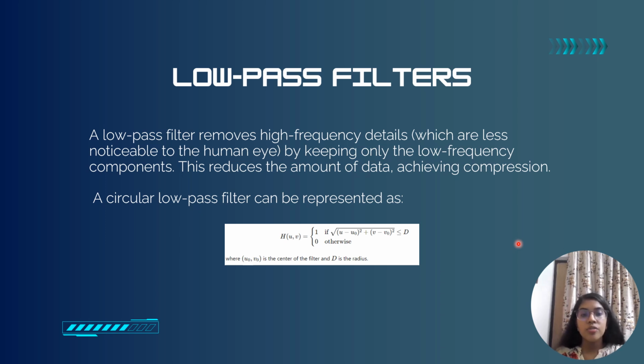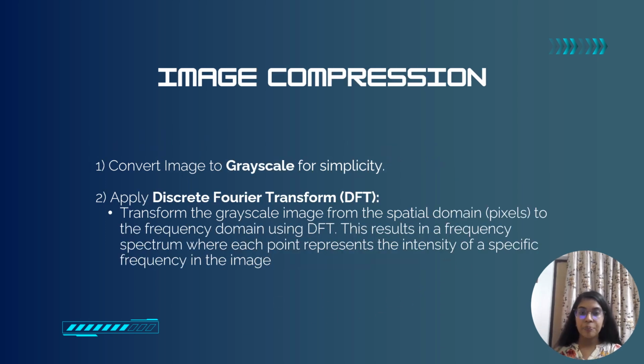Next we'll discuss low pass filters. What are low pass filters? A low pass filter removes high frequency details, which are less noticeable to the human eye, by keeping only the low frequency components of an image. Since this leads to a reduction in the amount of data, compression of the image happens. This is an example of a circular low pass filter, which can be represented in mathematical form.